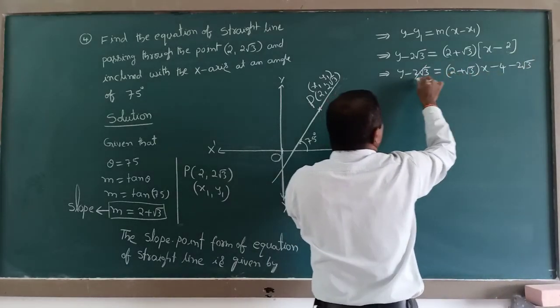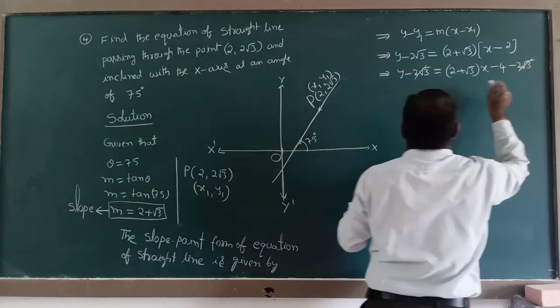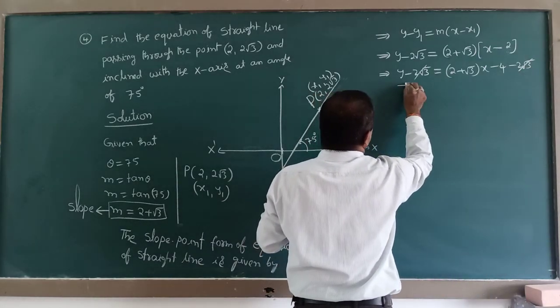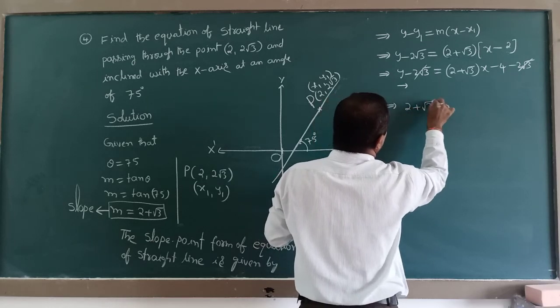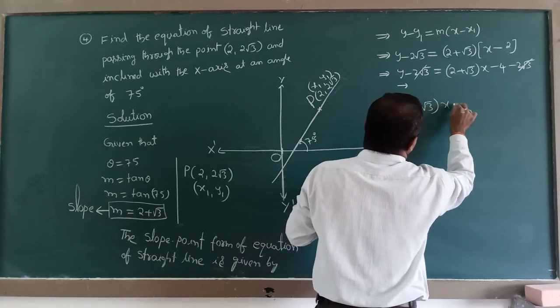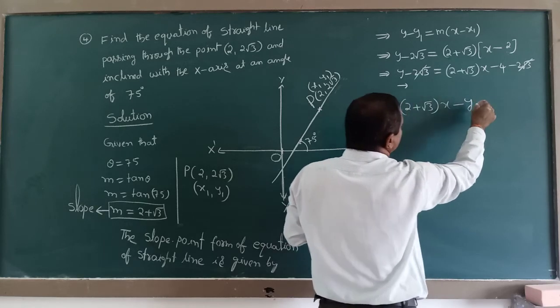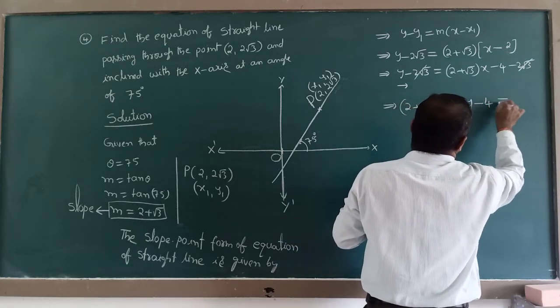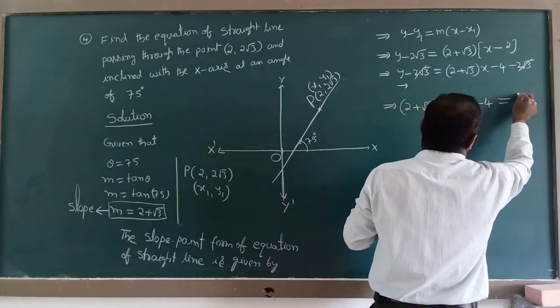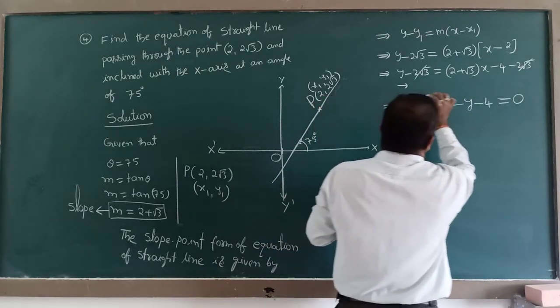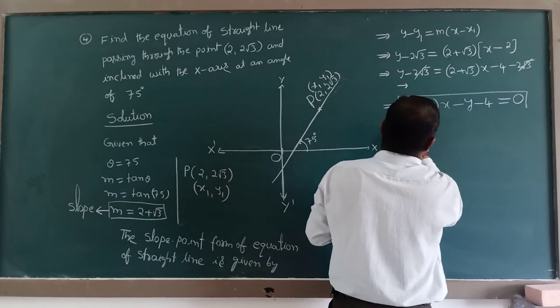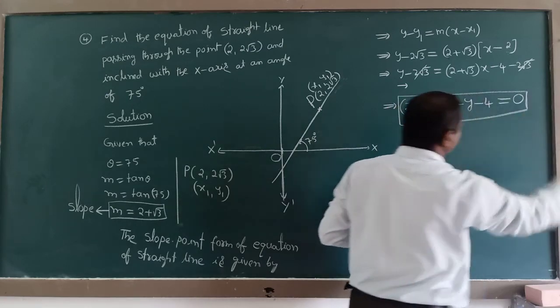Here minus root 3, here minus root 3 gets cancelled. Sending y to that side, it becomes 2 plus root 3 of x minus y minus 4 is equal to, there is nothing, so we must consider that part as 0. This is the required equation of the straight line for this problem.